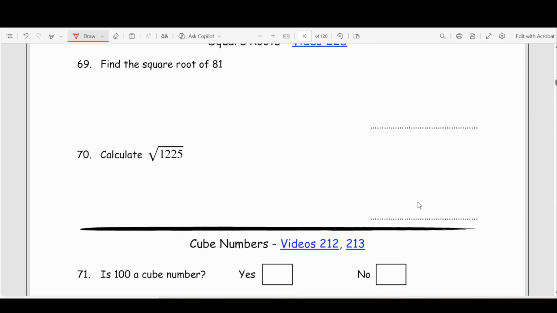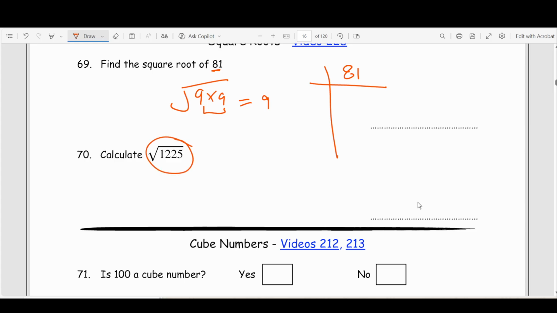Good. Square root of 81. So to find square root of any number, you can just do prime factorization. Yes, exactly. 9 times 9 is 81. So 9 is the answer.